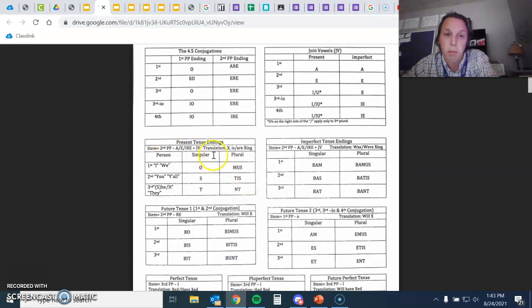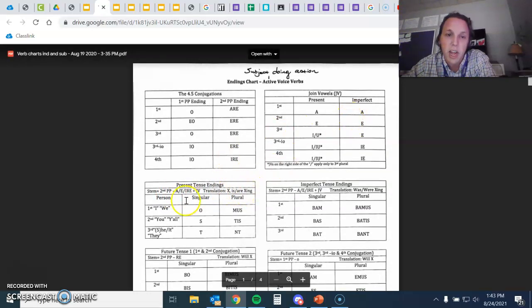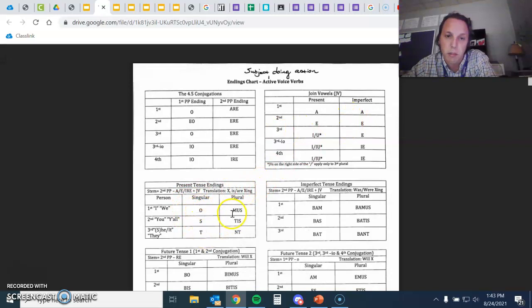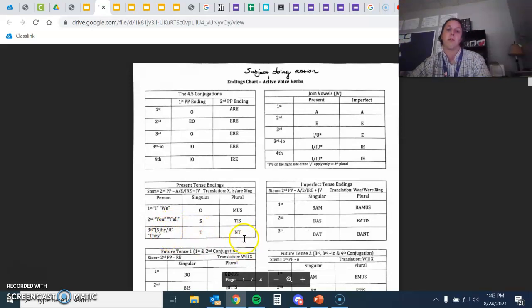Okay, so over here you have your present tense endings. Up here you'll see how the stem is formed, telling you to take the second principal part, chop off the A-R-E, E-R-E, or I-R-E, and then add the appropriate join vowel based off the conjugation, and then you can add your ending, O, S, T, mus, tis, or unt. Over here I have the first, just a reminder that the first person singular will be I, and then next to it you'll see we, that's the first person plural. You is second person singular, y'all is second person plural, and he/she/it is third person singular, and they is third person plural. And then that's for the present tense.